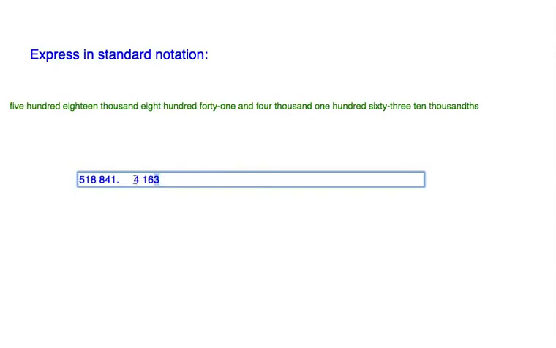Okay, which it does automatically. Okay, let's just double check that. So that's tenths, hundredths, thousandths, 10,000ths. Okay, so that's it.